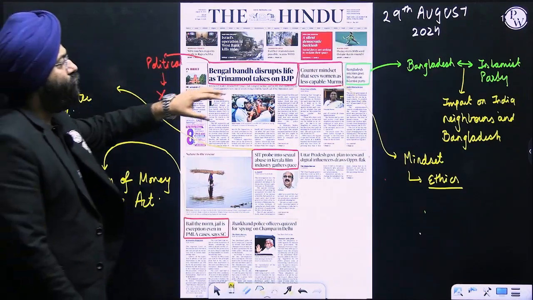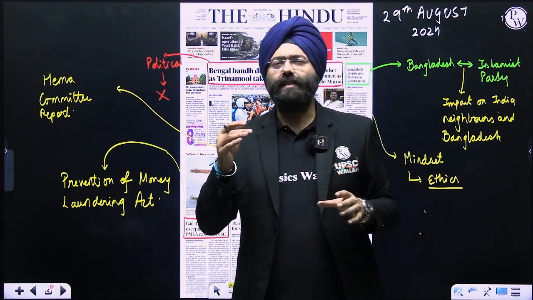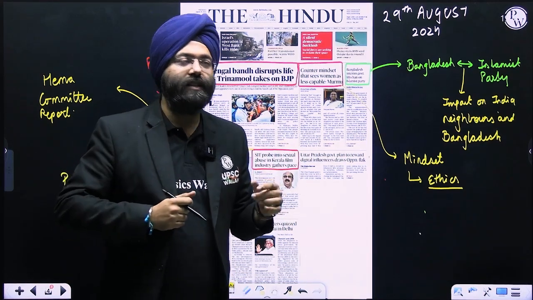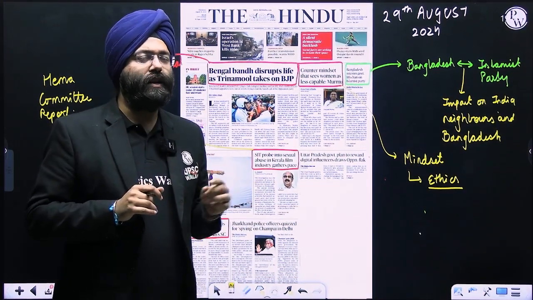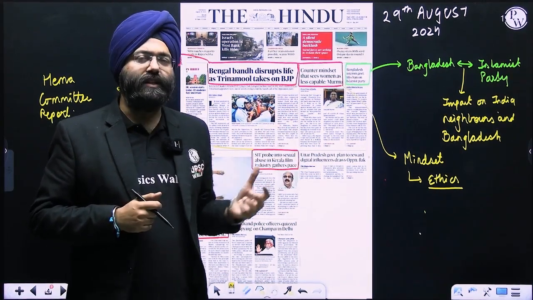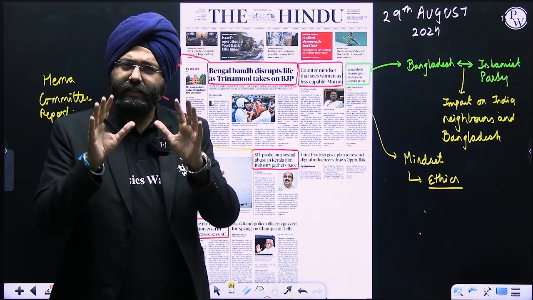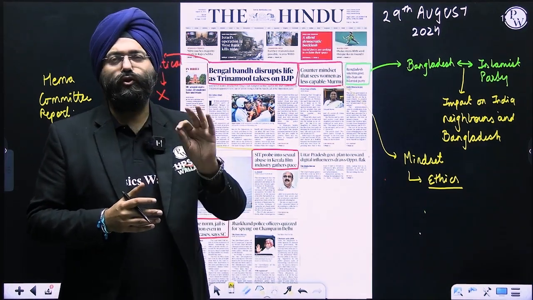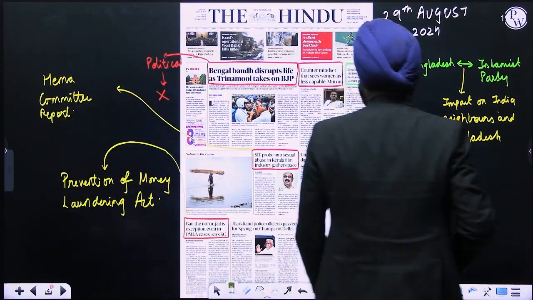This is today's newspaper, 29th August 2024. See, we are not here to analyze the issues or understand what the current affairs of today's newspaper are. We are simply here to make you understand what are the things that you need to take care of, how to read it, right? You must be having this newspaper. If you have today's newspaper in front of you, just keep it along with the video you are seeing and see what is being taught to you by your mentor. Let's see. This is the front page.